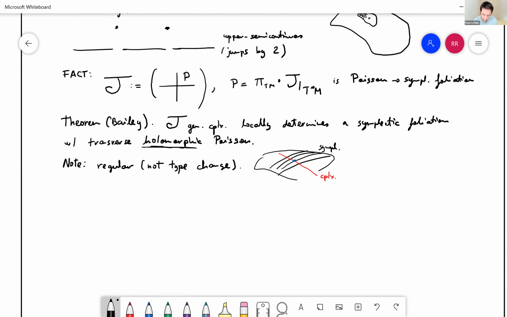I think it's time now to say why we are doing all this. So, why generalized geometry?